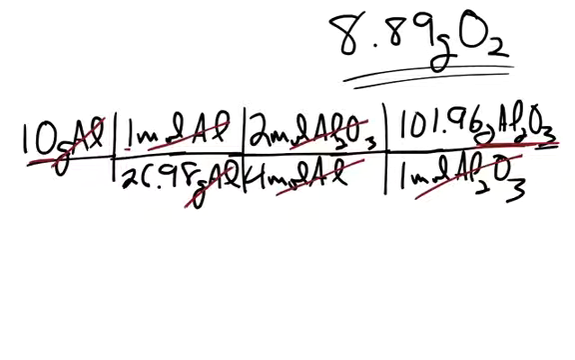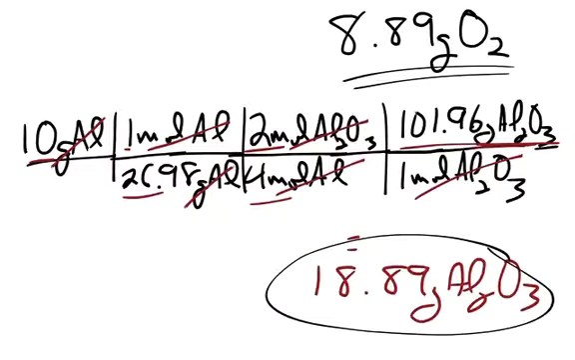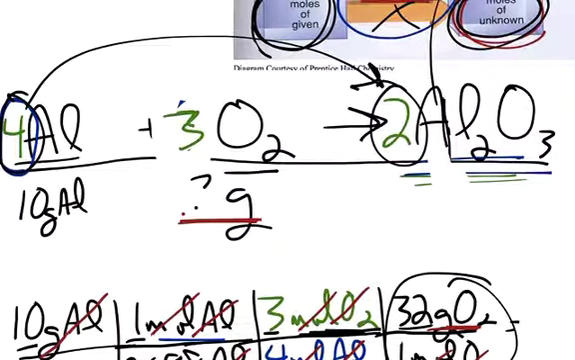So I'm going to go 10 times 1 times 2, 20, 20 times 101, divided by 26, divided by 4. And for an answer, I get 18.89 grams of aluminum oxide. Now notice a very interesting thing just happened. Let me write this down. I had 18.89 grams of aluminum oxide. That is what I produce over here. I'll erase all my messes.